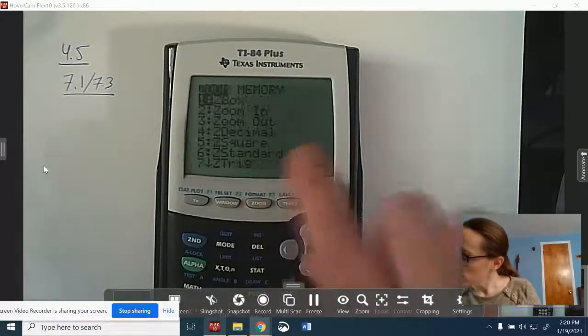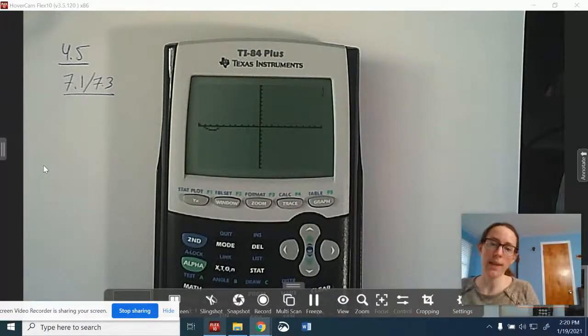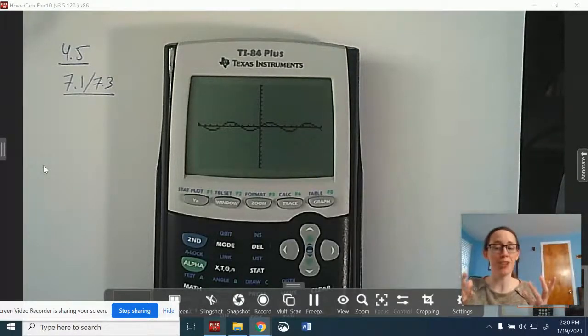Okay? And our usual window is zoom standard. So I'm going to go to zoom 6 and I get zoom standard. And there's my sine graph. There's the y-intercept at 0, 0, goes up to the right, down to the left. Looks pretty good. All right, so there's a whole video on it because there's a little more to it and there's some things we have to be careful of.